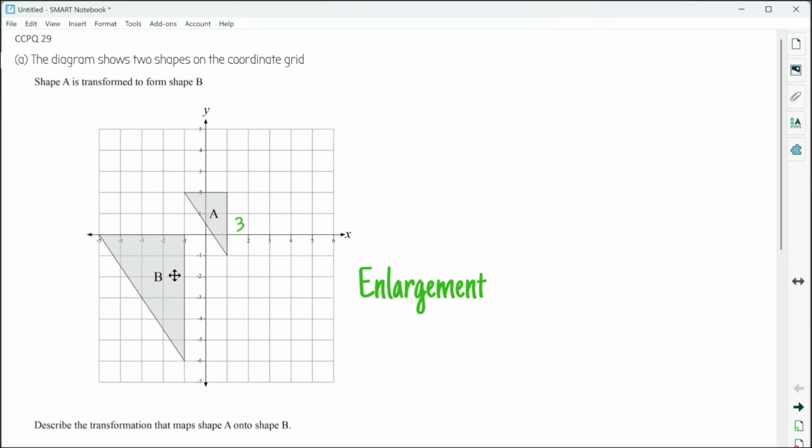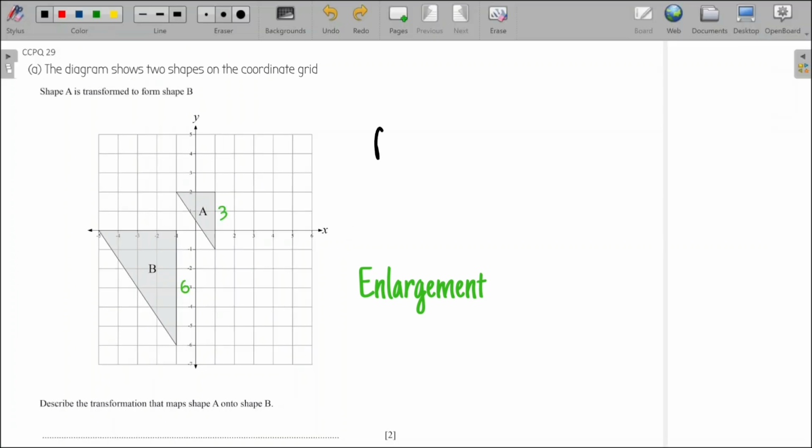Let's count for B. This is the beginning of the vertical side of B. This is the end of it. We count from here. We count 1, 2, 3, 4, 5, and 6. So for triangle A, we have 3 horizontal grid lines. For triangle B, we have 6 horizontal grid lines.